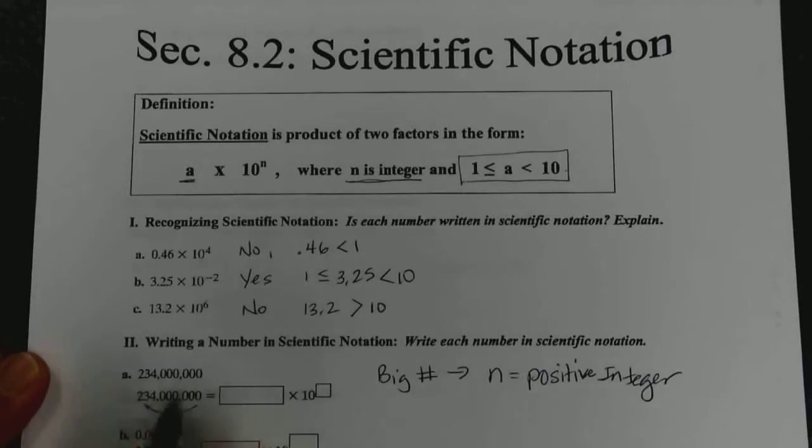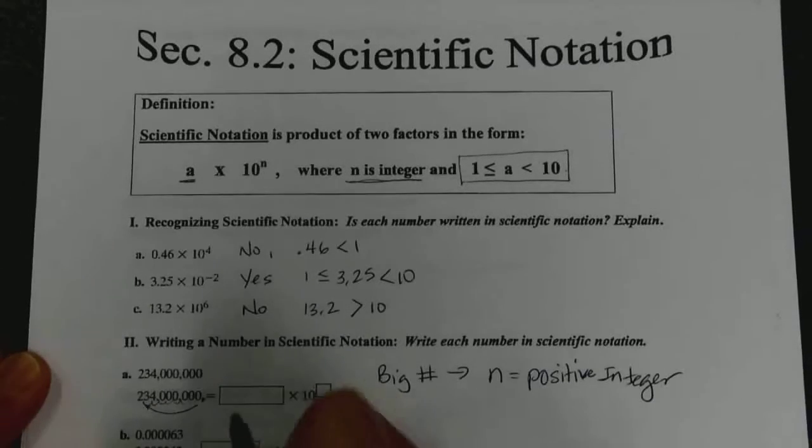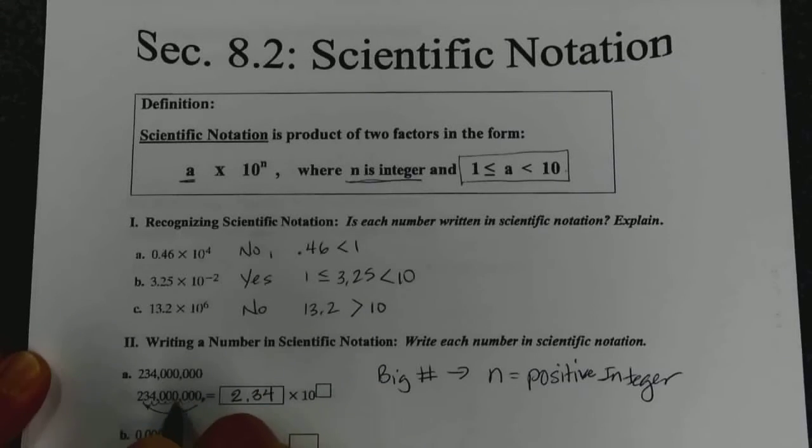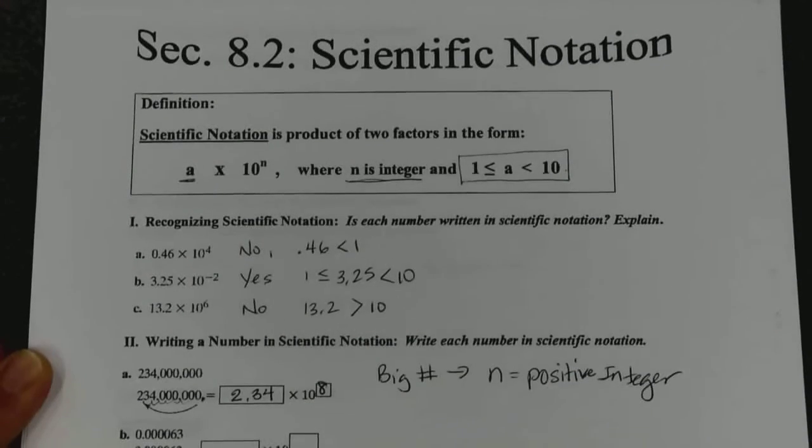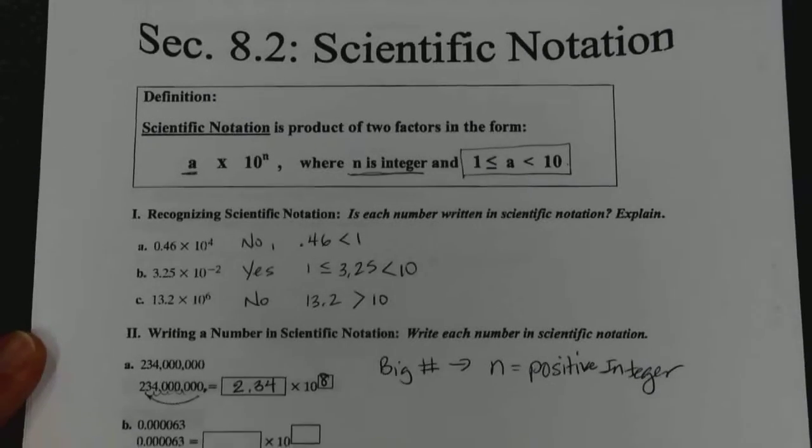So we're going to make this big number become between 1 and 10. Remember, there's the decimal. If you don't see it, it's always at the end of the number. We're going to move it over 1, 2, 3, 4, 5, 6, 7, 8 until we make the number between 1 and 10, so 2.34. We moved it 8 times, and because this is a big number, we keep it as 10 to the 8th power. We keep that exponent positive.